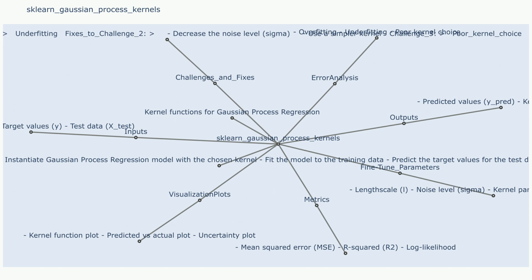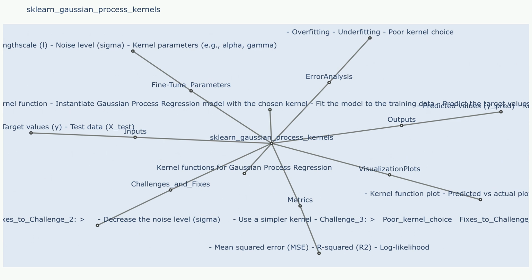from capturing noise. Challenge 2: Poor kernel selection. Choosing a kernel function that does not accurately capture the relationship between the data points can lead to poor model performance. Sample use case that resulted in Challenge 2: Using a linear kernel for data with a nonlinear relationship may result in poor predictions, as the linear kernel cannot capture the underlying structure of the data.